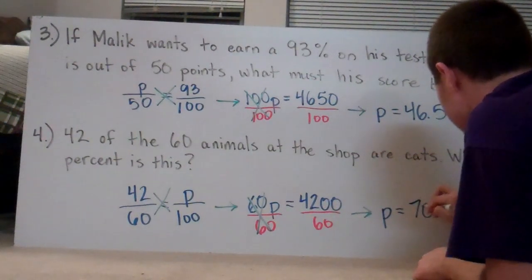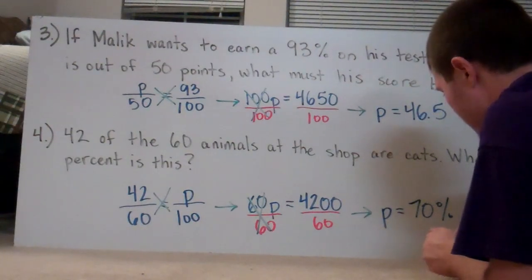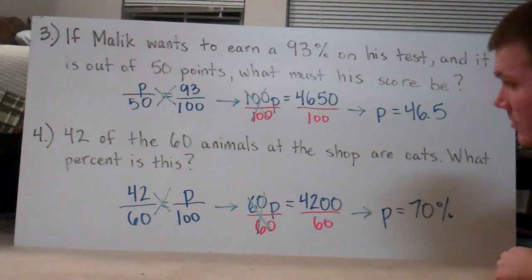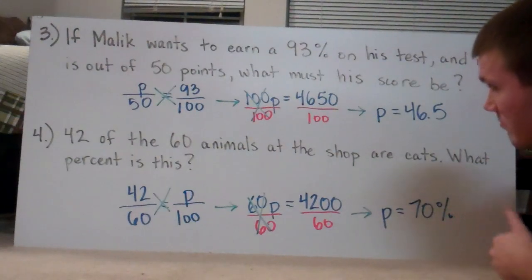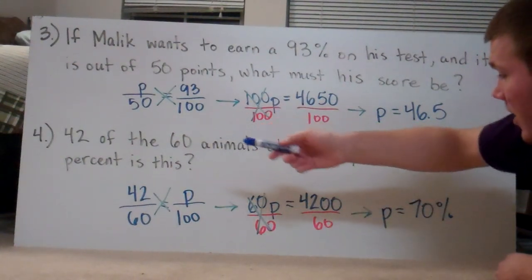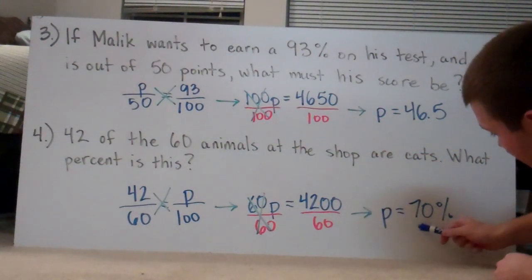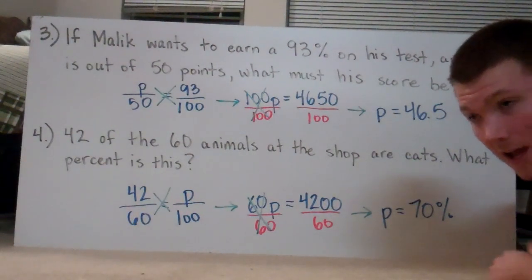So what's my percentage? 70%. So 42 out of 60. If that many of the animals are cats, that means that 70% of the animals at that shop are cats.